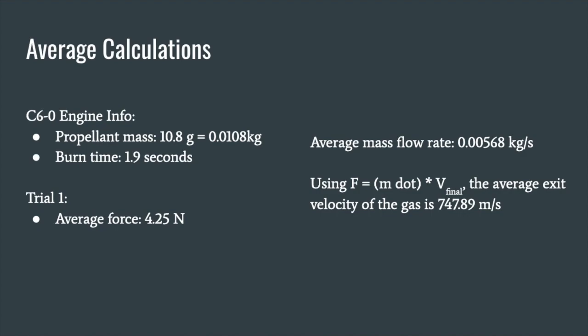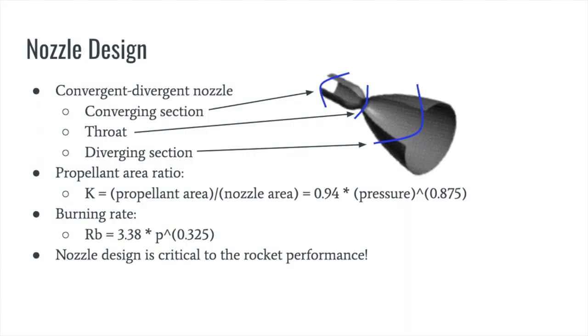From the internet, we were able to obtain information about the C60 engine, including the propellant mass and the burn time. Using the average force and F equals m dot times V final, we were able to determine the exit velocity of the gas. The nozzle of model rockets have multiple parts with varying diameters. The mass ejected through the combustion chamber first goes through the convergent part of the nozzle at subsonic speeds where it accelerates. It reaches the throat, the section of the nozzle with the minimum diameter, where it experiences flow choking.